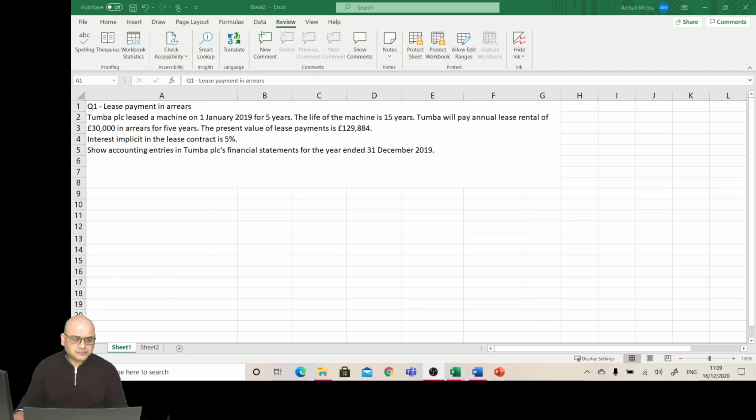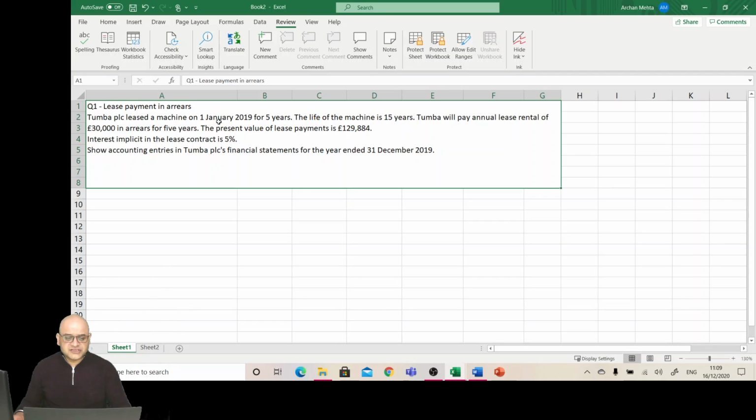First question, where the lease payments are in arrears. Tumba PLC leased the machine on 1st January 2019 for 5 years. The life of the machine is 15 years. Tumba will pay annual lease rental of 30,000 in arrears for 5 years. The present value of lease payments is 129,884. Interest rate implicit in the lease contract is 5%.